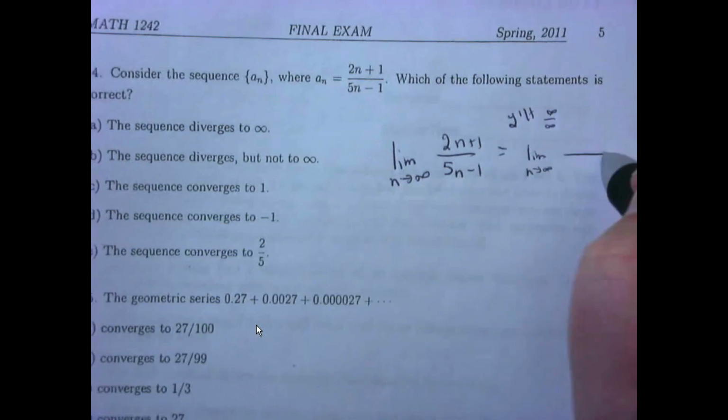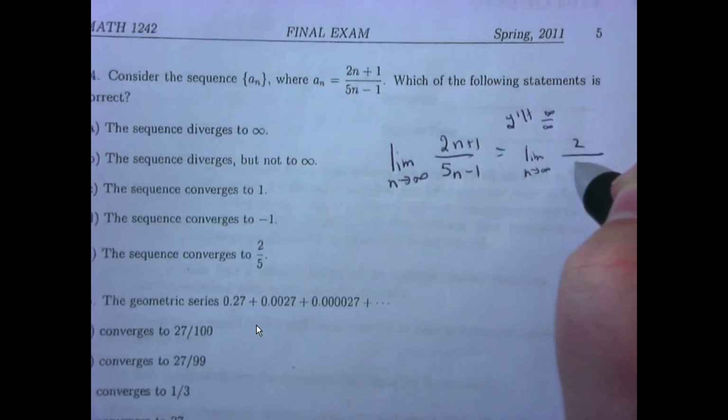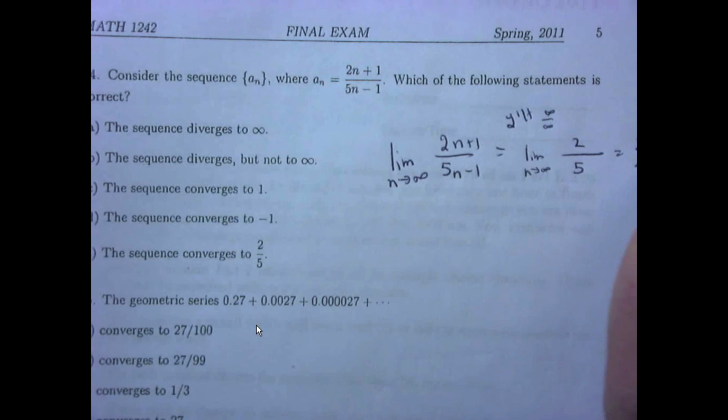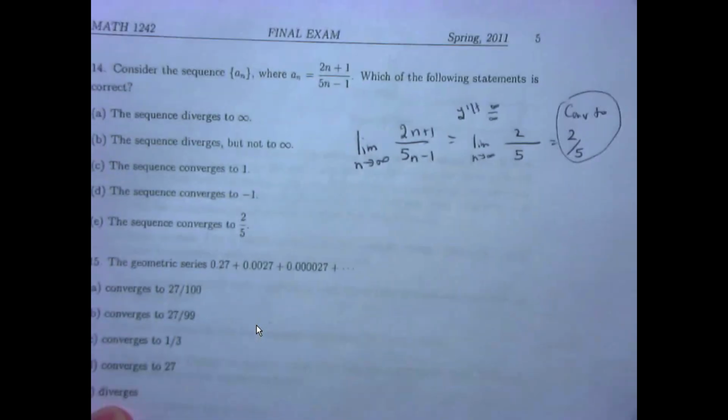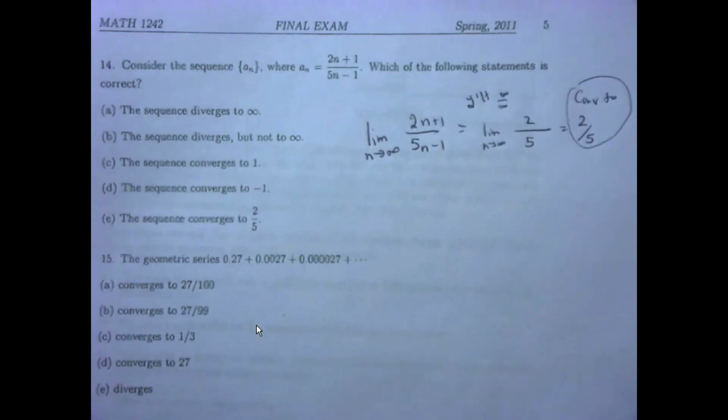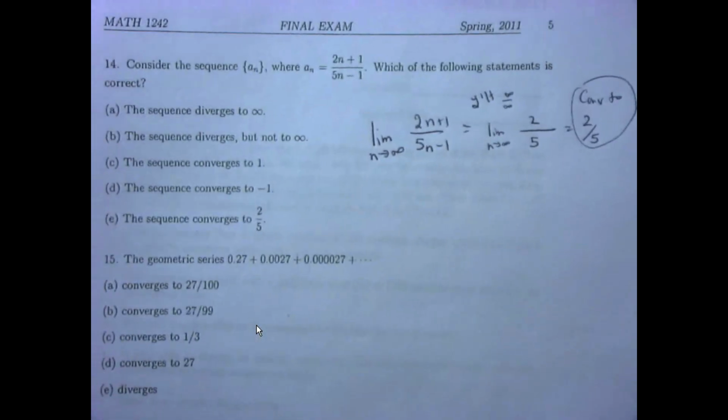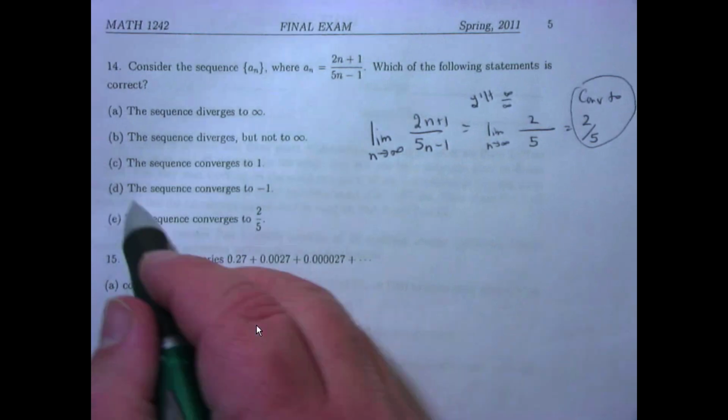This will be the limit as n approaches infinity of the derivative of the top, which is 2, over the derivative of the bottom, which is 5. The answer is 2/5. It converges to 2/5. Okay? So, which answer? E.